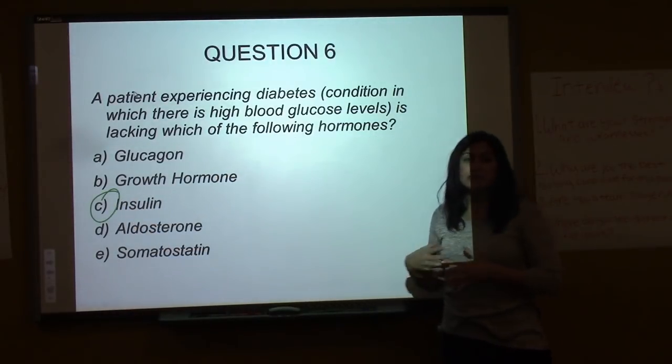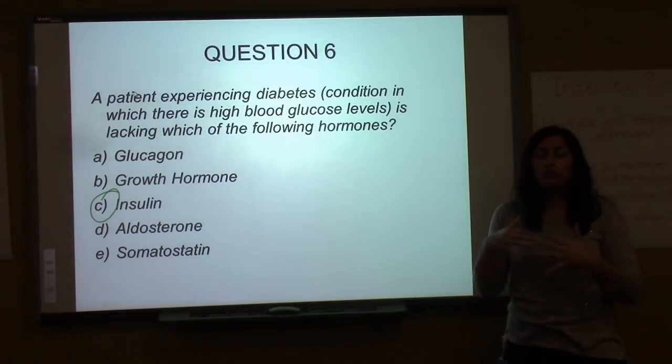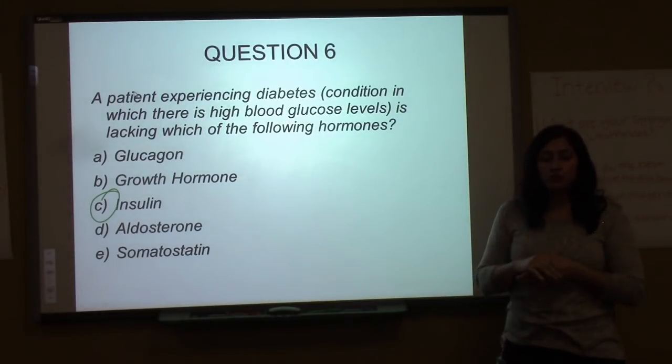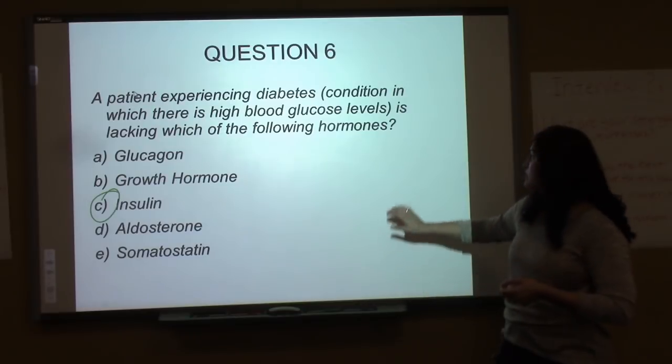So insulin is not being secreted. There's no way for the body to bring your glucose levels back down because there's no insulin.